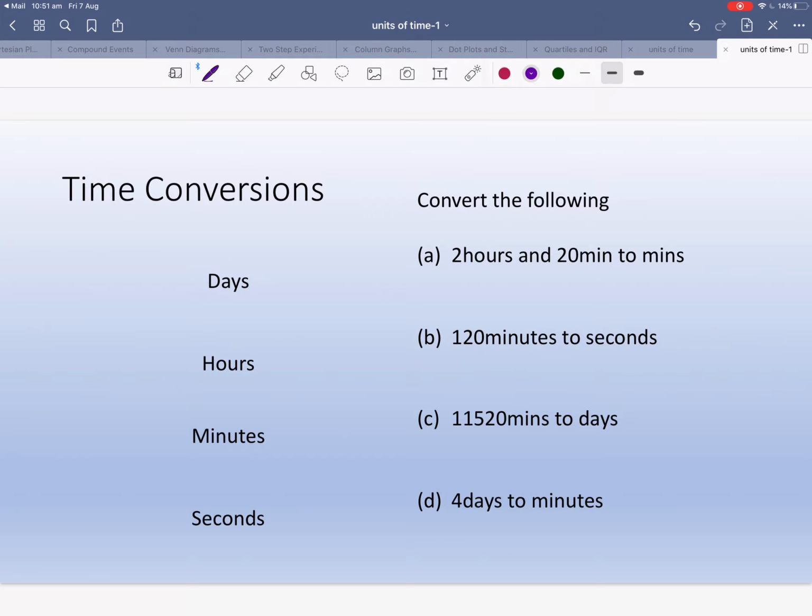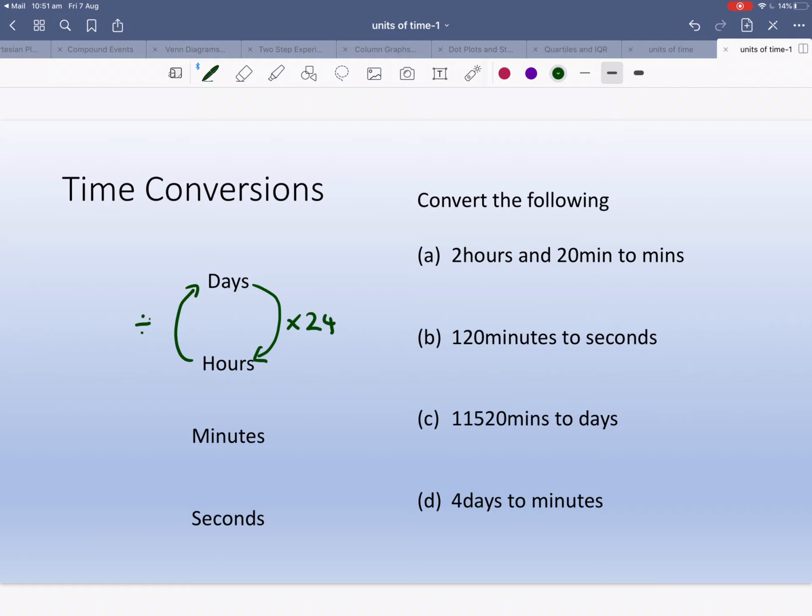First of all, I have to do my conversions. So I've got to go back to my success criteria, and I know that in one day there are 24 hours. So to convert a day to hours, I have to multiply by 24 because there are more hours than there are days. Okay, so that means the opposite is true here as well.